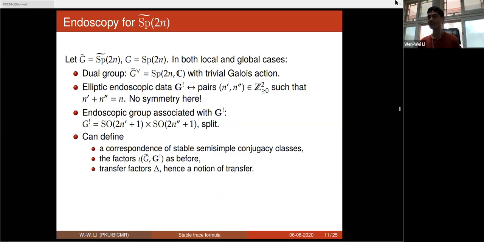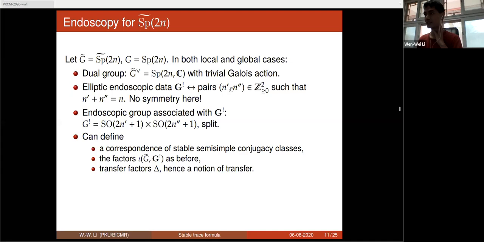So endoscopy for SPTO2N, here again, let's denote SPTO just by GTO. In both the local and the global cases, we know how to define a dual group. By definition, it's SP2N(C). This is very funny because that's the dual group of SO2N+1, right? But SPTO2N is not directly related to SO2N+1 unless you are an expert about theta lifting, right?